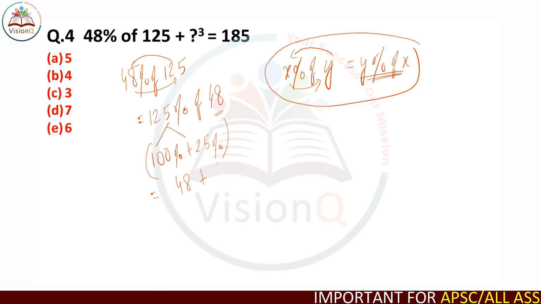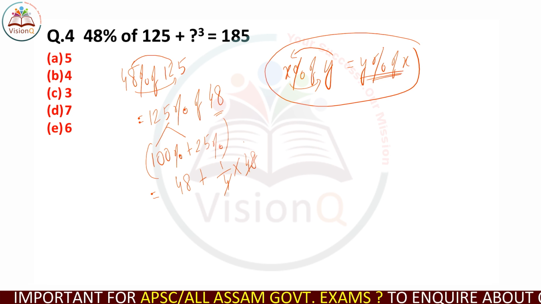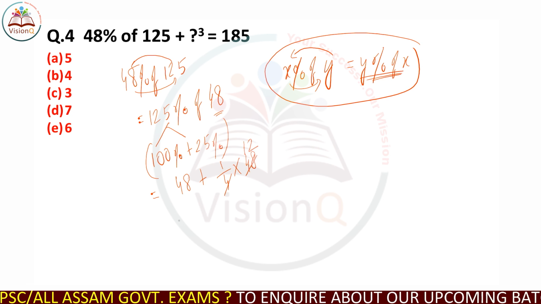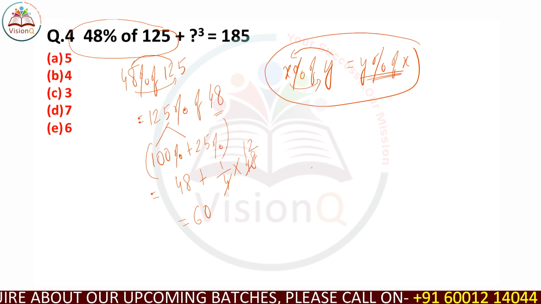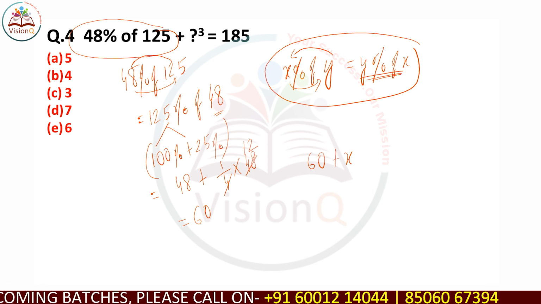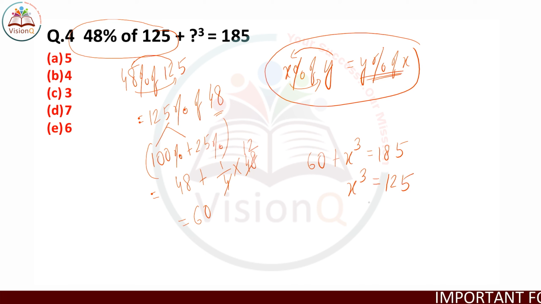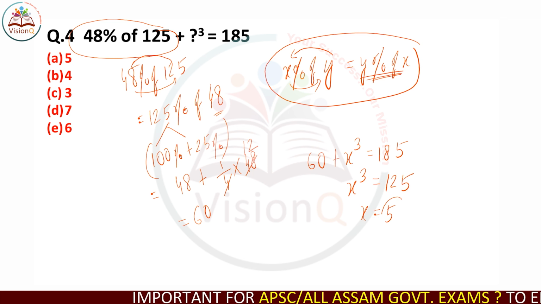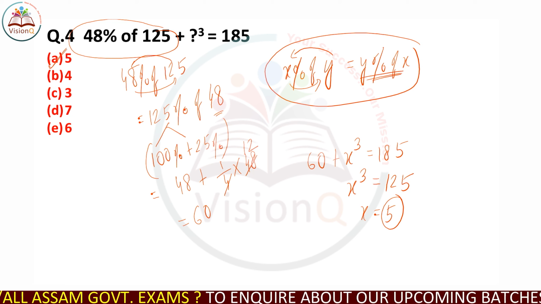25% means 1 by 4 of 48. So 4 12s are 48, and 12 plus 48 is 60. So the value of this percentage is 60. So 60 plus x cube is equal to 185. So x cube will be equal to how much? 185 minus 60, which will be 125. And we know 5 cube is 125. So the value of x will be equal to 5. The right answer of this question number 4 is option number A, 5.